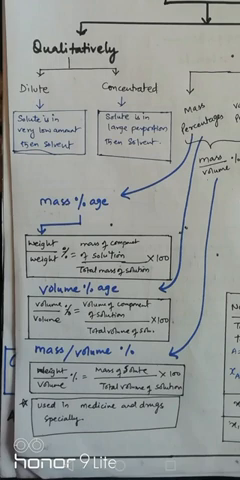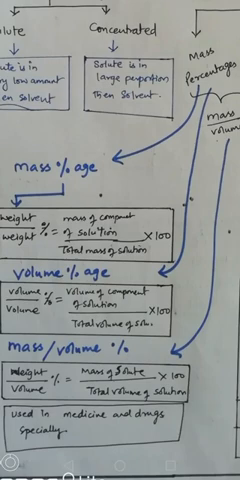Similarly in volume percentage, the only difference is that now we take it in liter form. Suppose solute is also in volume, solvent is also in volume. The formula is the same: volume of component upon total volume of solution multiplied by 100.